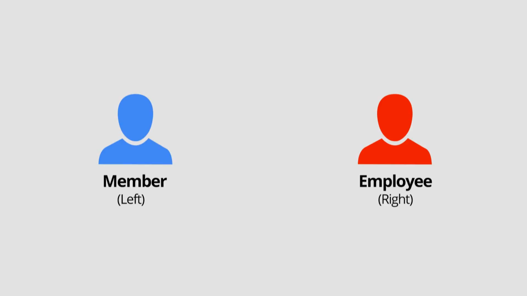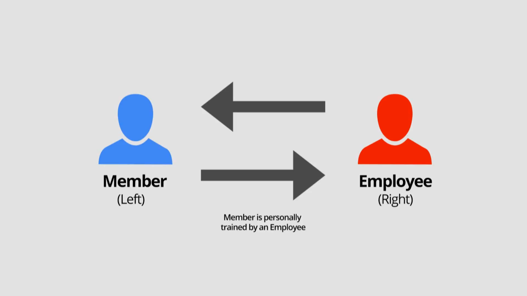When considering the relationship from the viewpoint of the member, we would be looking from the left-hand side towards the right-hand side. And when working in this direction, we could give this relationship a label. Member is personally trained by an employee. If, however, we look at the same relationship from the viewpoint of the employee, we need to label the relationship in the opposite direction from right to left. In this case, we might say the employee is a personal trainer for many members.